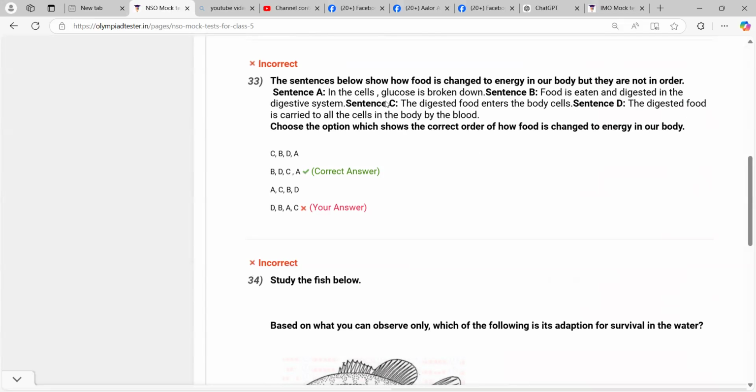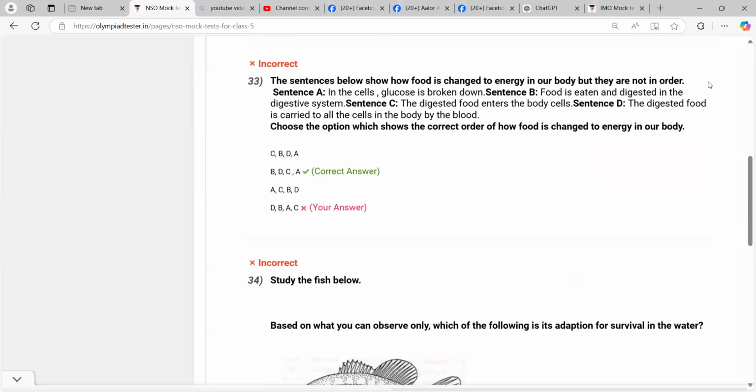This will obviously not come in the first position, because whenever we take in our food, after that the process starts. So first is obviously sentence B. Food is eaten. First we are eating the food. Then all the things will start and be digested in the digestive system. So sentence B is first.